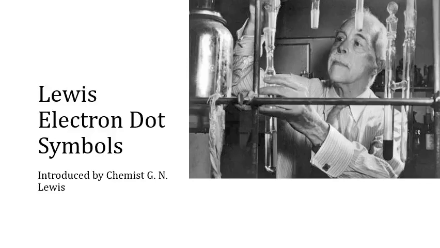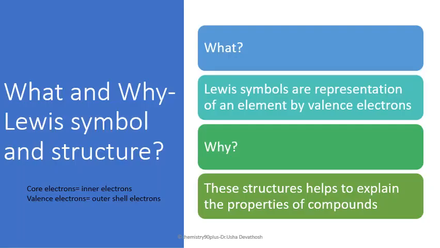Let us explore Lewis electron dot symbols introduced by chemist G.N. Lewis. So what are Lewis symbols? Lewis symbols are the representation of an element by valence electrons. There are two types of electrons in an atom. We call the inner electrons core electrons, and the electrons present in the outer shell we call valence electrons. So in Lewis symbols, we are representing an element just by putting dots that represent electrons in the valence shell.